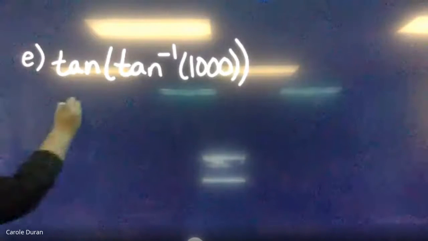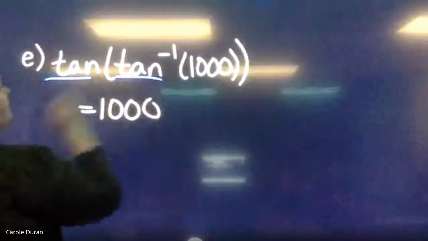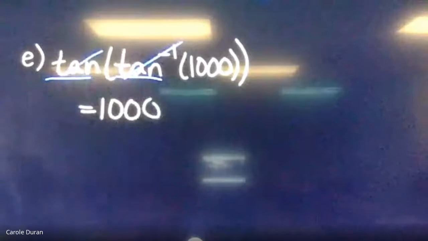What's the answer to this one? 1,000. How did you get that? They cancel because they are the same trig function, just one's an inverse, and what my input was is my answer. We okay with that? Awesome. We're going to do one more and we're done. Will there always be one of these? Yes, because that's the only way it works.